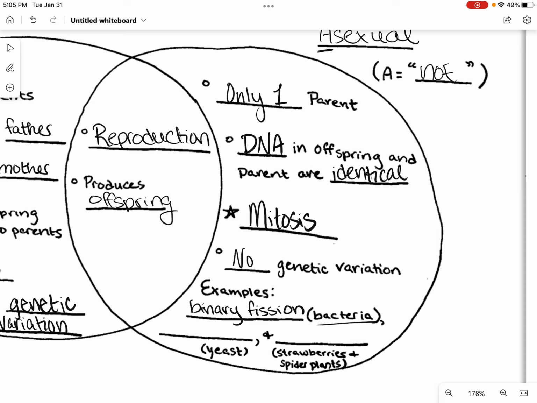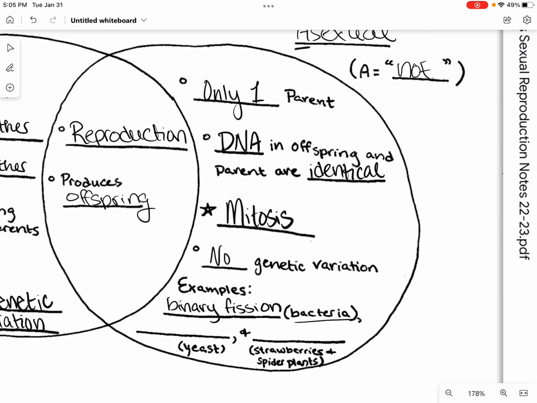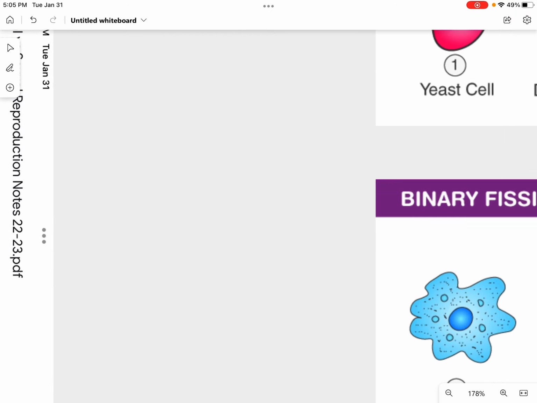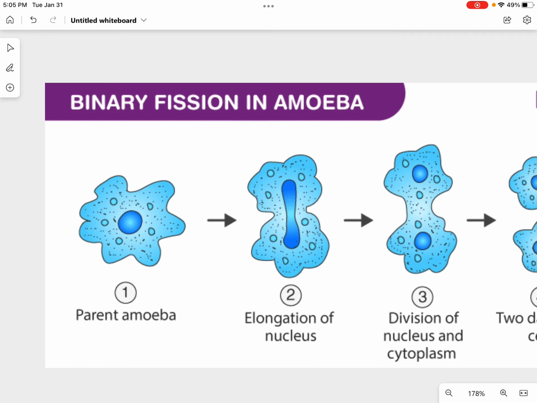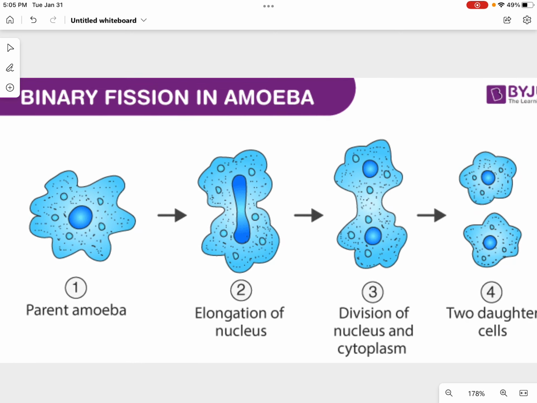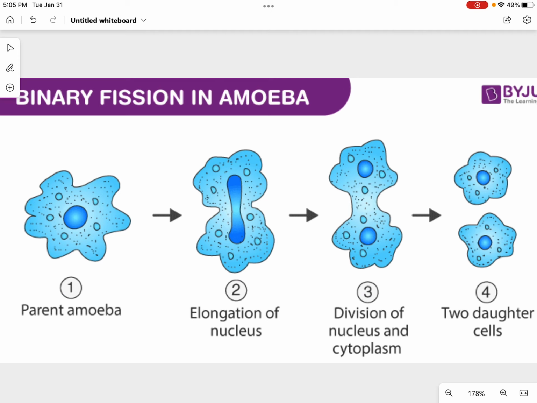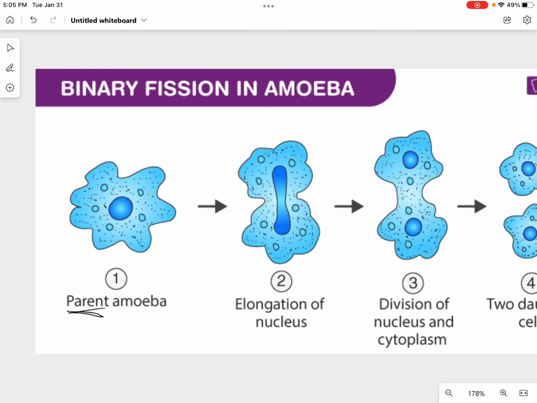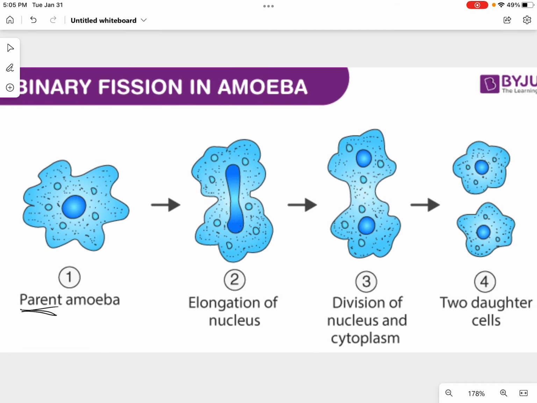So looking at this, binary just means two, and fission means breaking apart. So we'll go over here, we'll look at an example of this. This is going to show an amoeba. Amoebas are going to be very similar to bacteria. They're single-celled organisms, and you're always going to start with one parent, whether it's an amoeba or a bacteria. And then as we go through this chart, we see a lot of similarities to the process of mitosis.